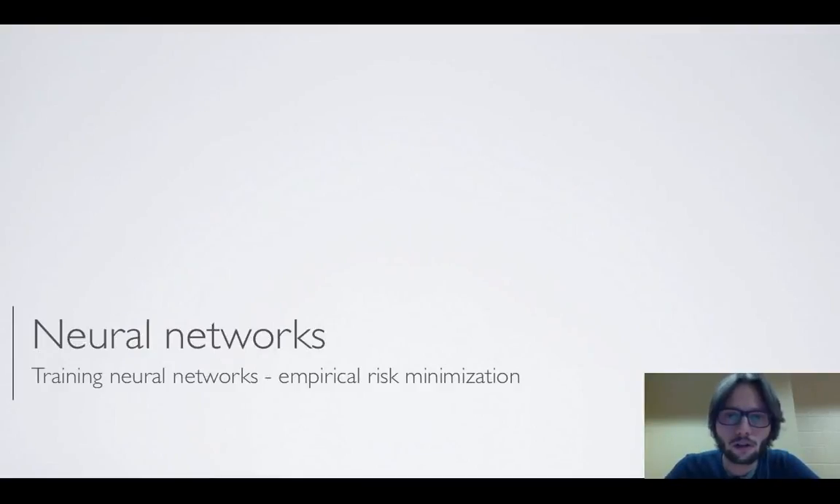In this video, we'll start investigating how we can train neural networks, and for that we'll look at the main principle behind training neural networks, which is known as empirical risk minimization.